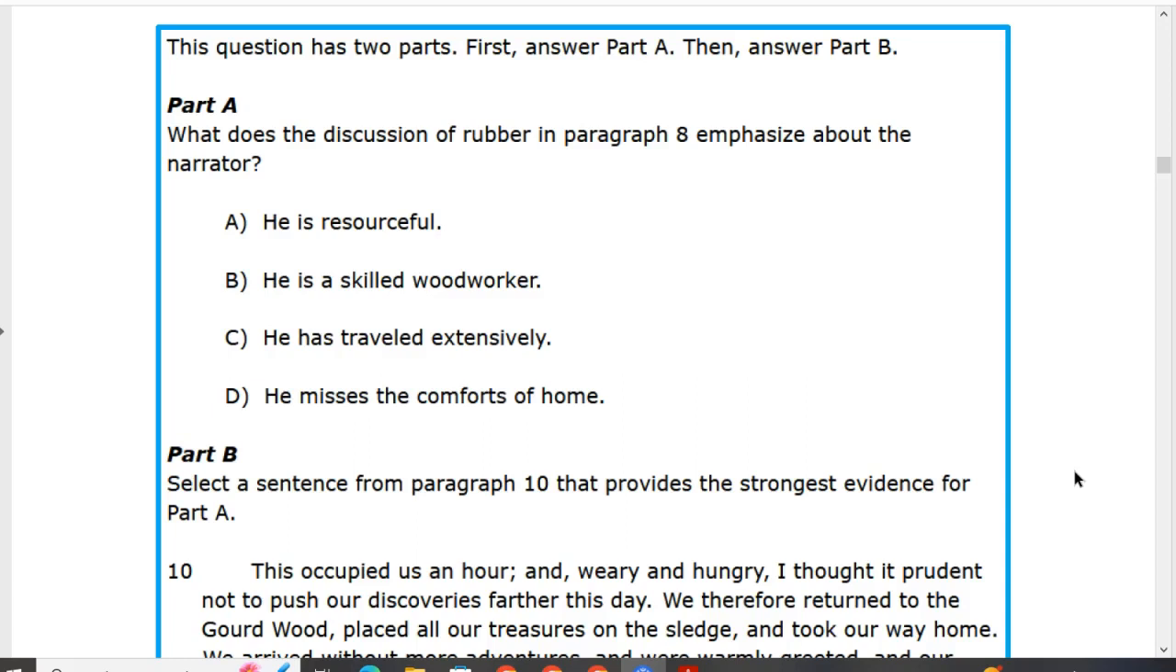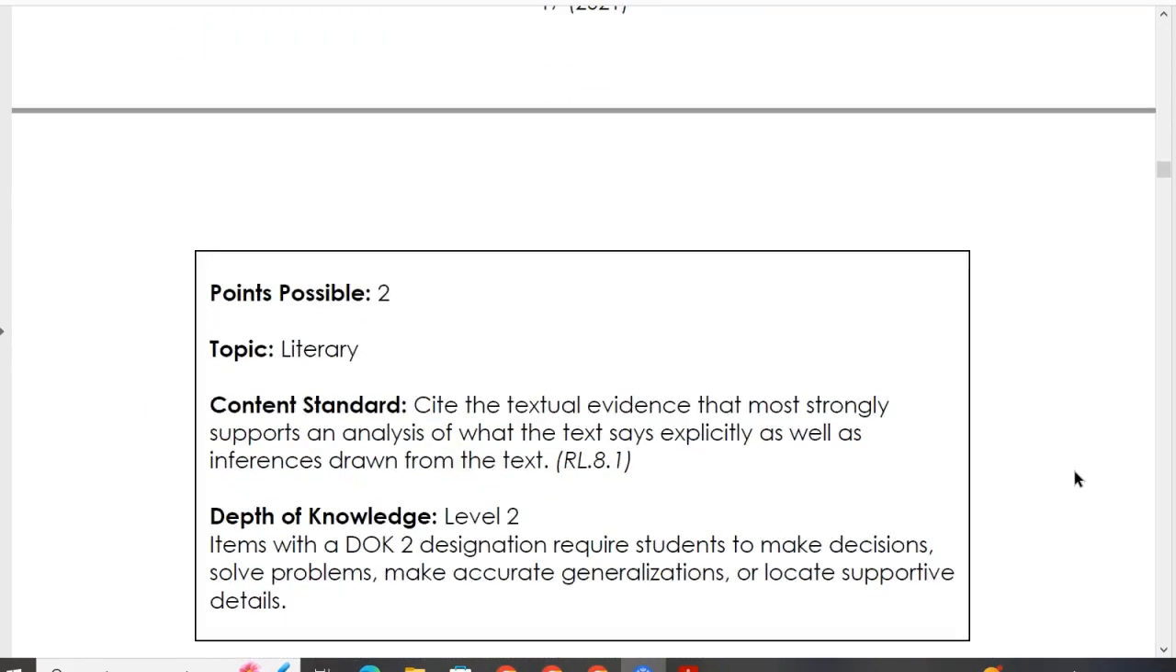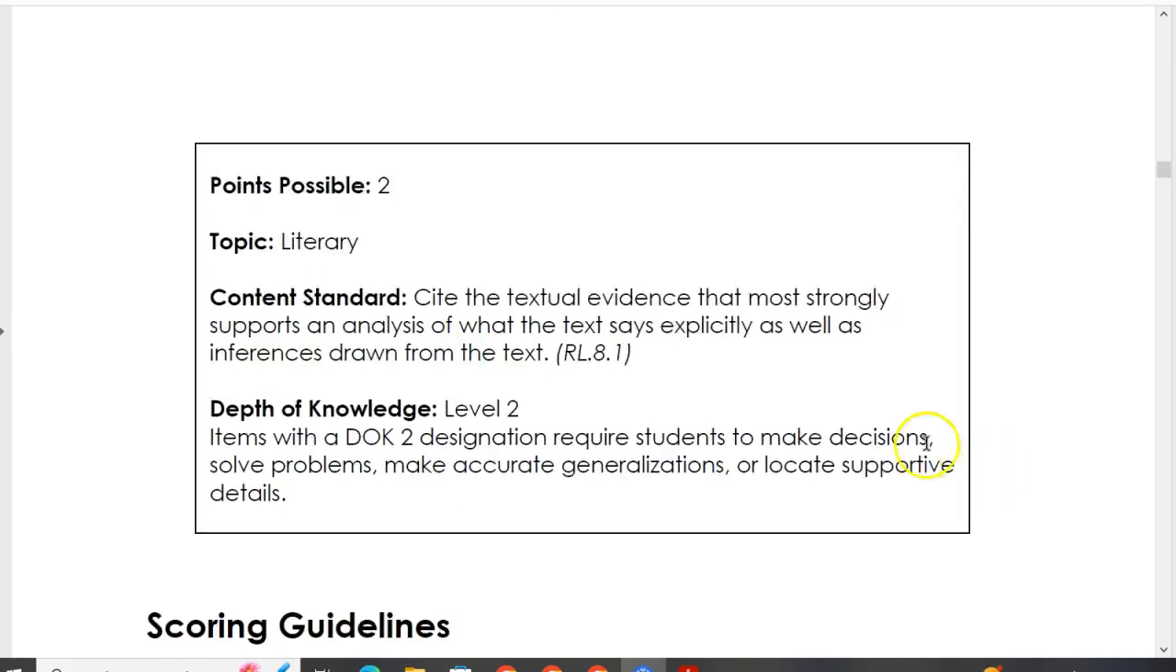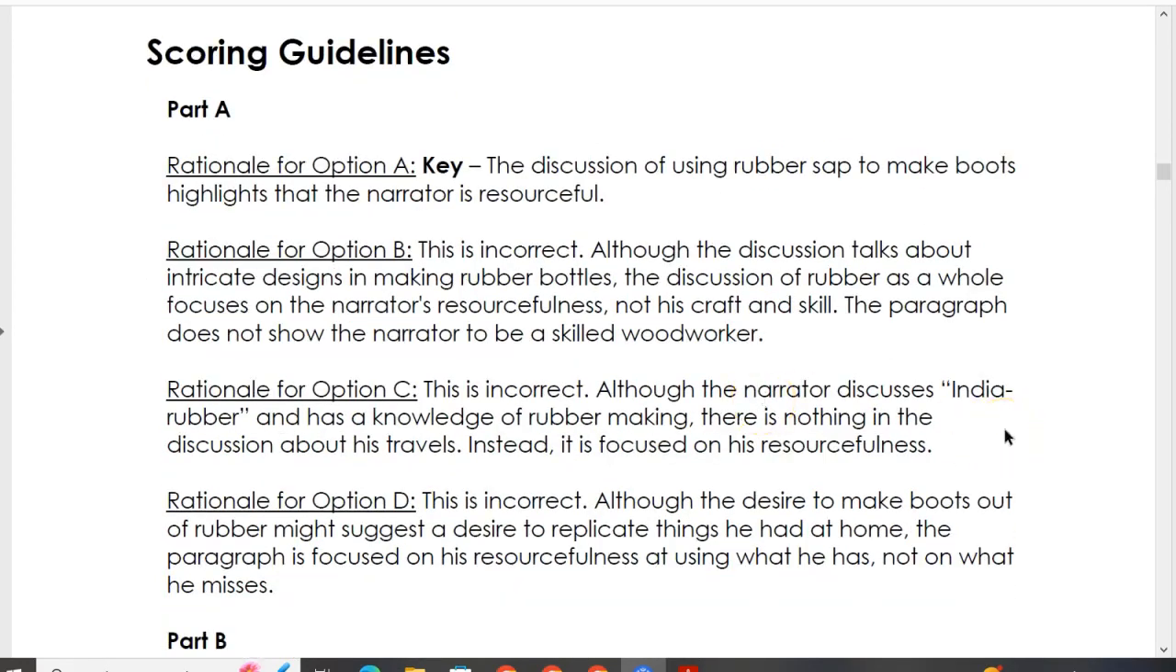Okay, again, we're looking specifically at a paragraph here, paragraph 8. So, this is a two-pointer, and we're looking at textual evidence. So this is just recall of information, and that is A. The discussion of using rubber sap to make boots highlights that the narrator is resourceful. So again, let's pause this video. If you missed it, we'll read the rationale.